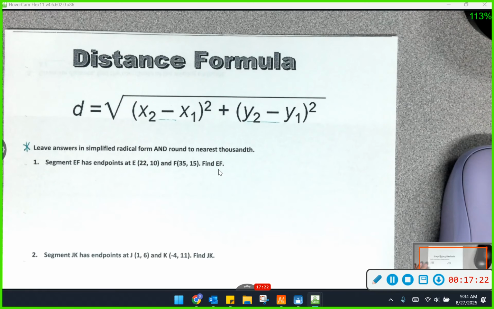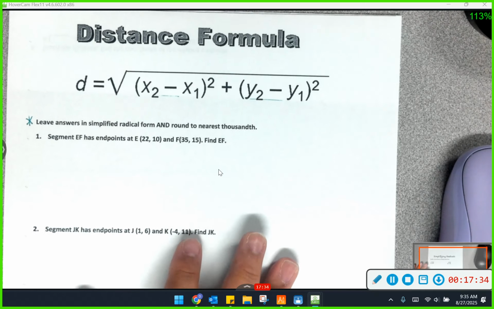So how does it want you to leave your answers today? Simplify radical and round to the thousandths. How many is thousandths? 3 decimal places. All right, so let's do example 1.